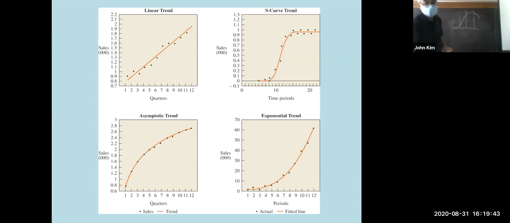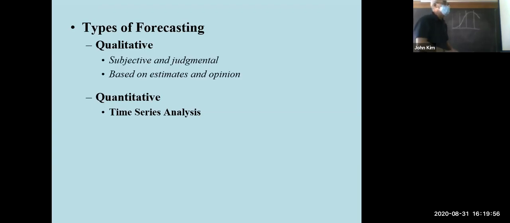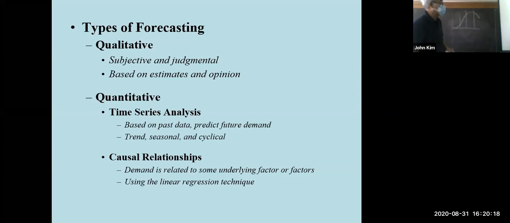The next one. Types of forecasting: there are two types, qualitative and quantitative. Qualitative, without numeric data, using others' opinion or estimation to forecast. That is qualitative. Quantitative, using numeric data, then forecast. There are two types: time series analysis and causal relationship.